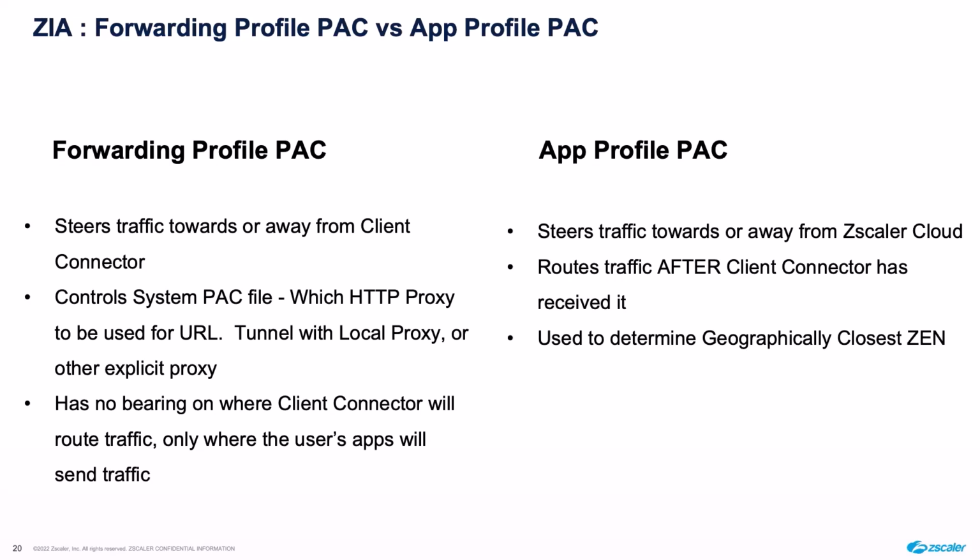So after traffic has been intercepted by the tunnel mode, or after traffic has been directed to it with the local proxy, the application profile PAC then processes the traffic and makes a decision which Zscaler node is going to process the request afterwards. And so that profile PAC is used to determine the geographically closest Zscaler enforcement node to process it.